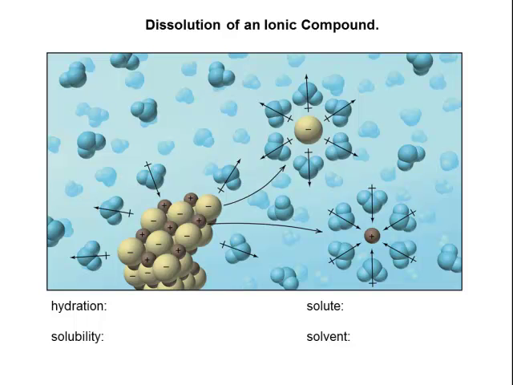So if I take sodium chloride, dissolve it in water, sodium chloride's a solute, water is a solvent. If I take something like 5 milliliters of water and mix it with 300 milliliters of ethanol, then water's a solute, ethanol's a solvent for that particular mixture.